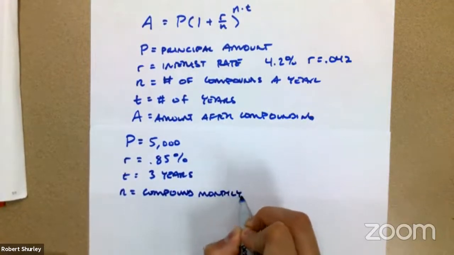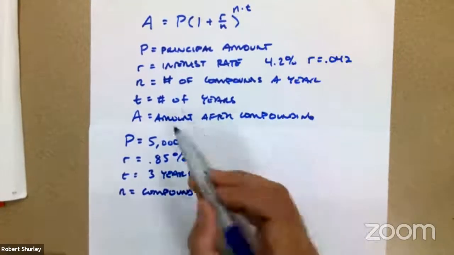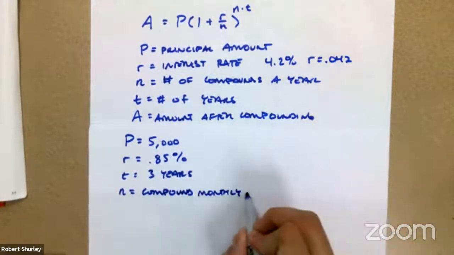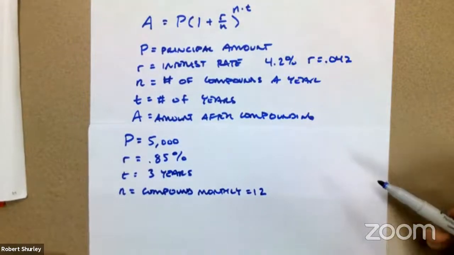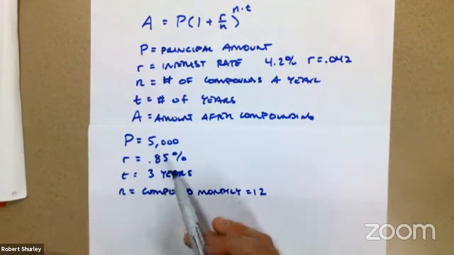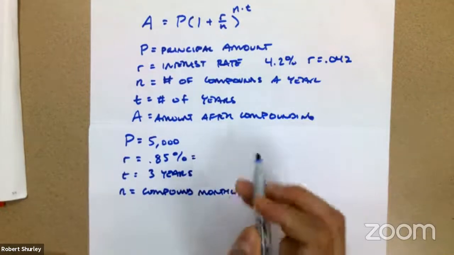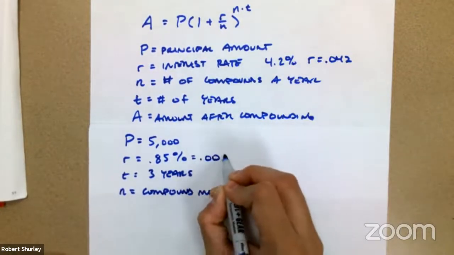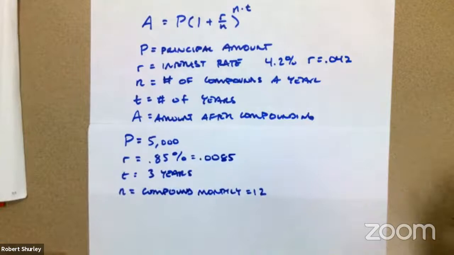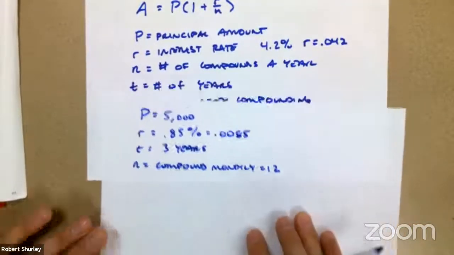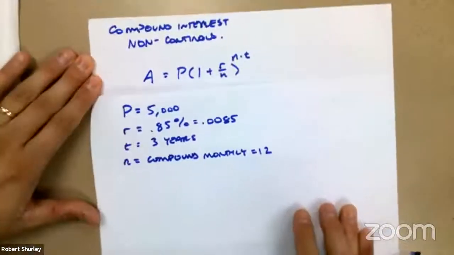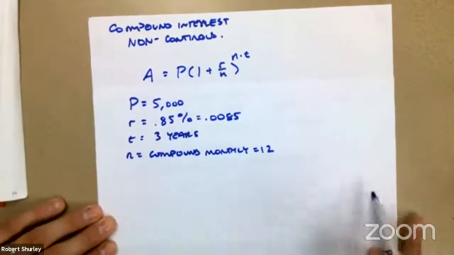Compound monthly. So what that means, if we compound monthly, n is the number of compounds a year. So monthly means 12, right? And I think we've got everything. Okay, now look, guys, this is 0.85%, so that means we have to write it as 0.0085 in our equation. So I'm going to write this like I would in my calculator underneath here.